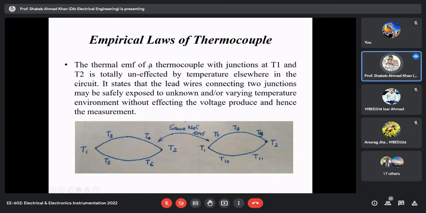So this is what this law says. That's what I had written: the thermal EMF of a thermocouple with junctions at T1 and T2 is totally unaffected by temperature elsewhere in the circuit. It states that the lead wires connecting two junctions may be safely exposed to unknown or varying temperature environments without affecting the voltage produced and hence the measurement. So this is the significance of this law, explained here. In the first two lines, the law is explained, meaning the empirical, experimental behavior. These four lines explain the significance of it.